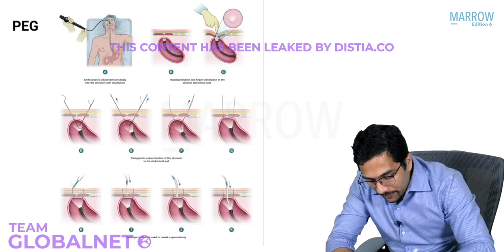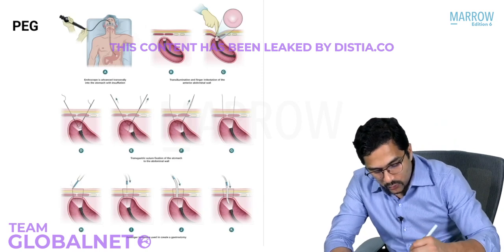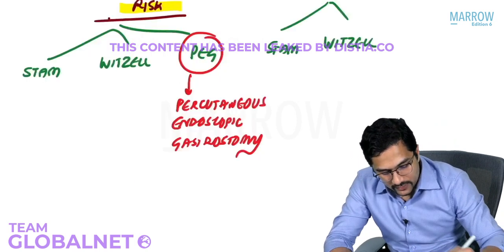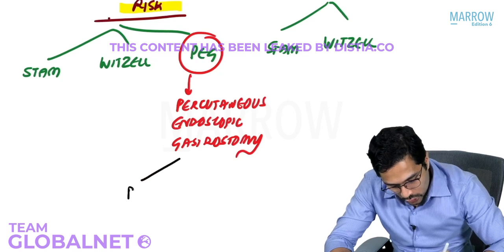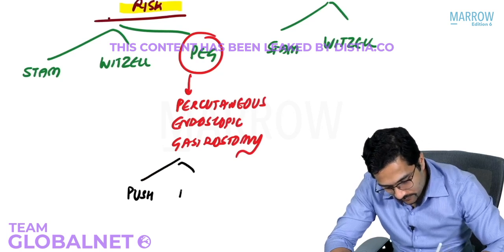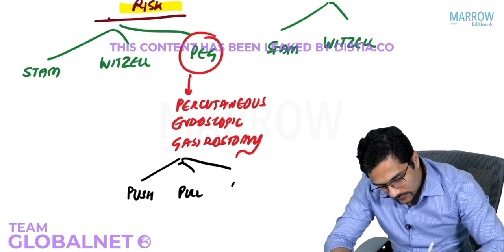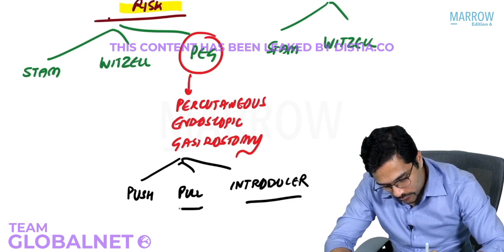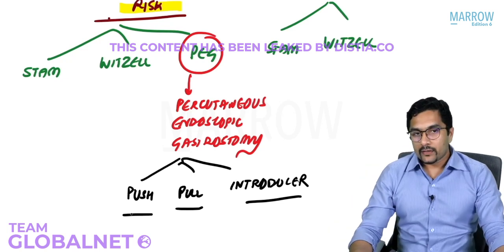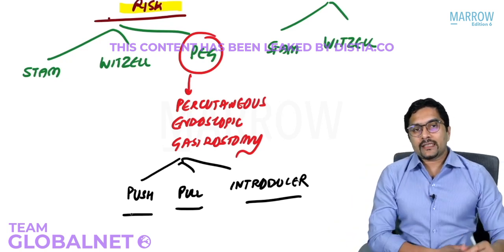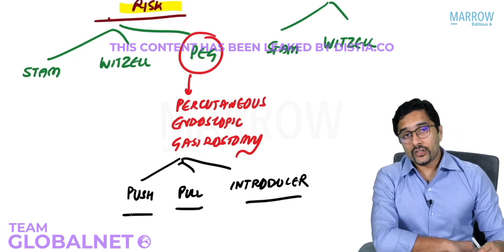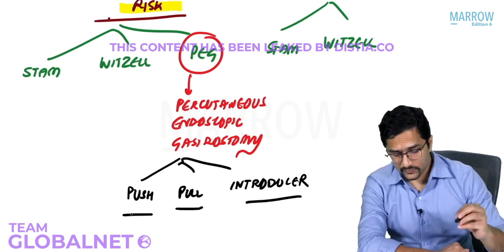Now to carry out a PEG, there are three methods, and the three methods for PEG are push, pull, and the introducer method. So these are the ways how we can deliver enteral nutrition in a patient.